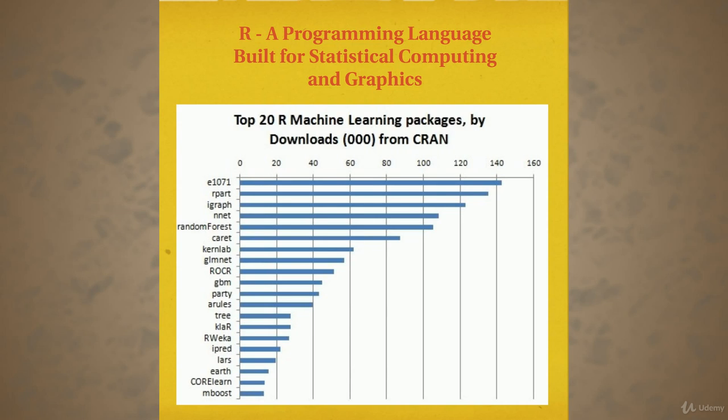So I've included a graphic here, which is the top 20 packages from CRAN, which is the Comprehensive R Archive Network. I don't use these packages a lot in my own work and research, so I don't know as much about them, although you can see which ones come up more commonly in this graphic.